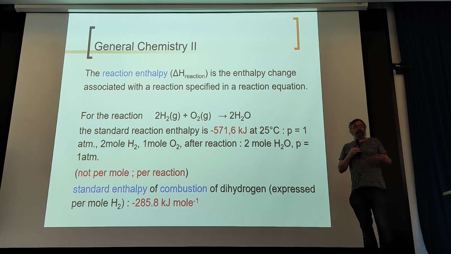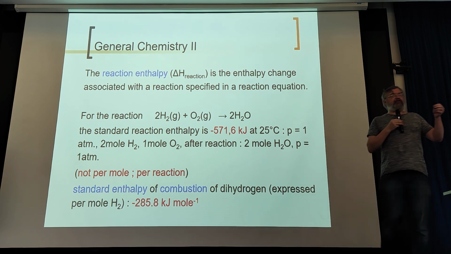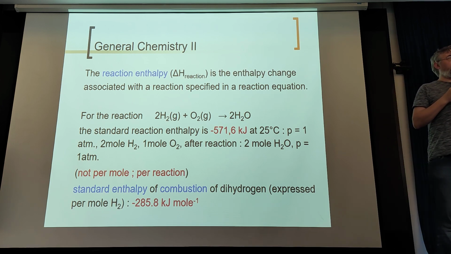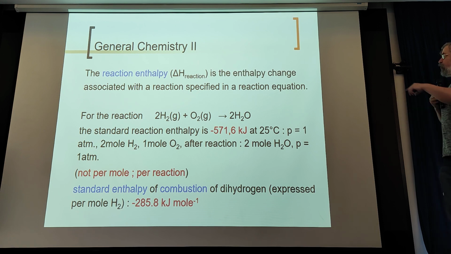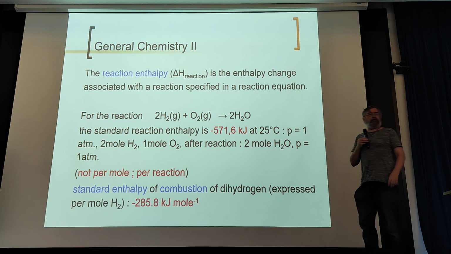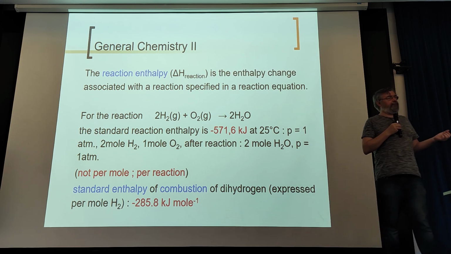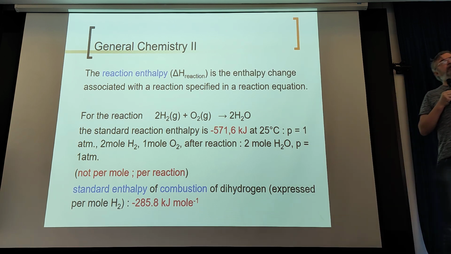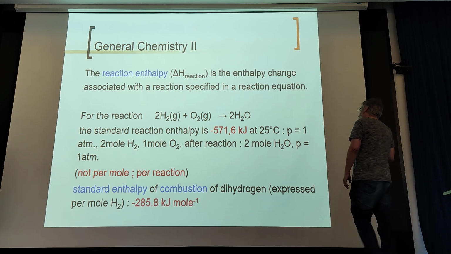If we would want to calculate the combustion energy of dihydrogen, then we would calculate it per molecule of dihydrogen. Then it's half of it, because in this reaction equation we have 2 hydrogens. So that means we would have 285.8 kilojoules per mole of dihydrogen. So it's important to look at the difference between the reaction enthalpy and, for instance, combustion standard enthalpy, because it's not the same in this case.